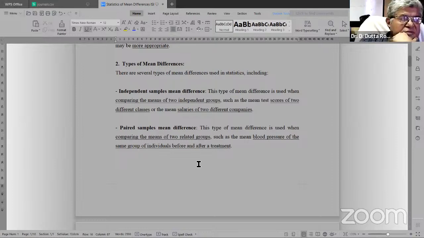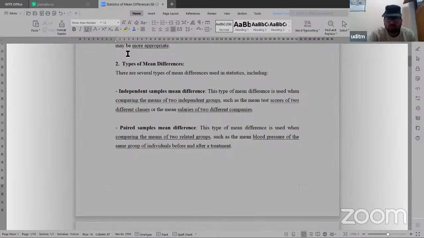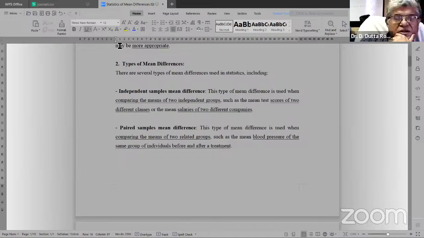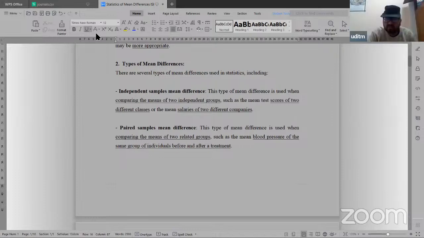That means the observations are totally independent, right? Because in case of the paired, the observations are paired up, related, they are dependent. But in case of the independent, the observations of the two groups will be totally independent, unrelated.